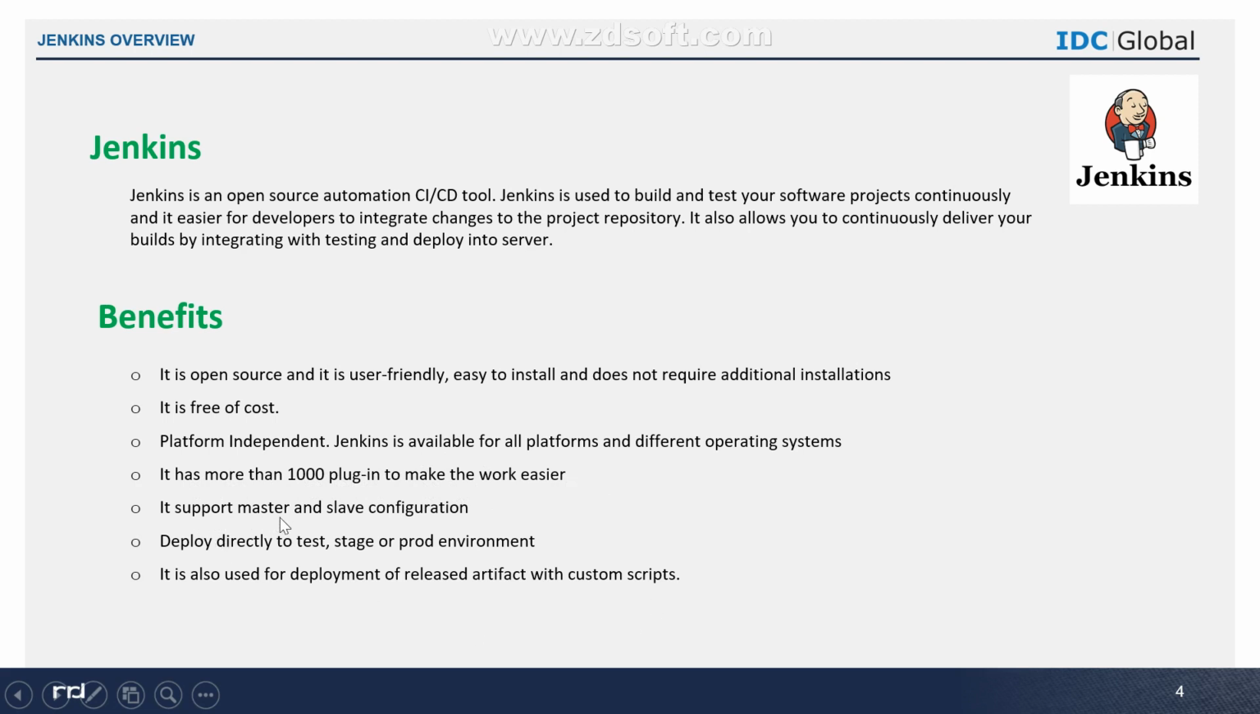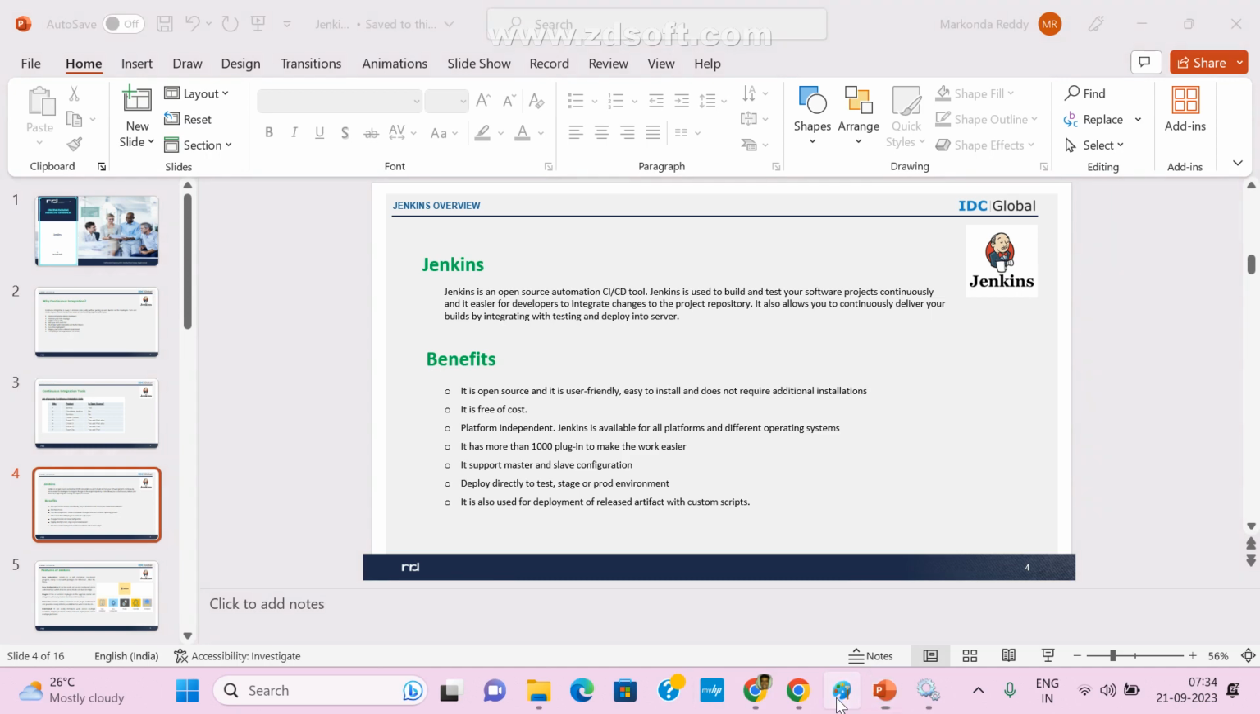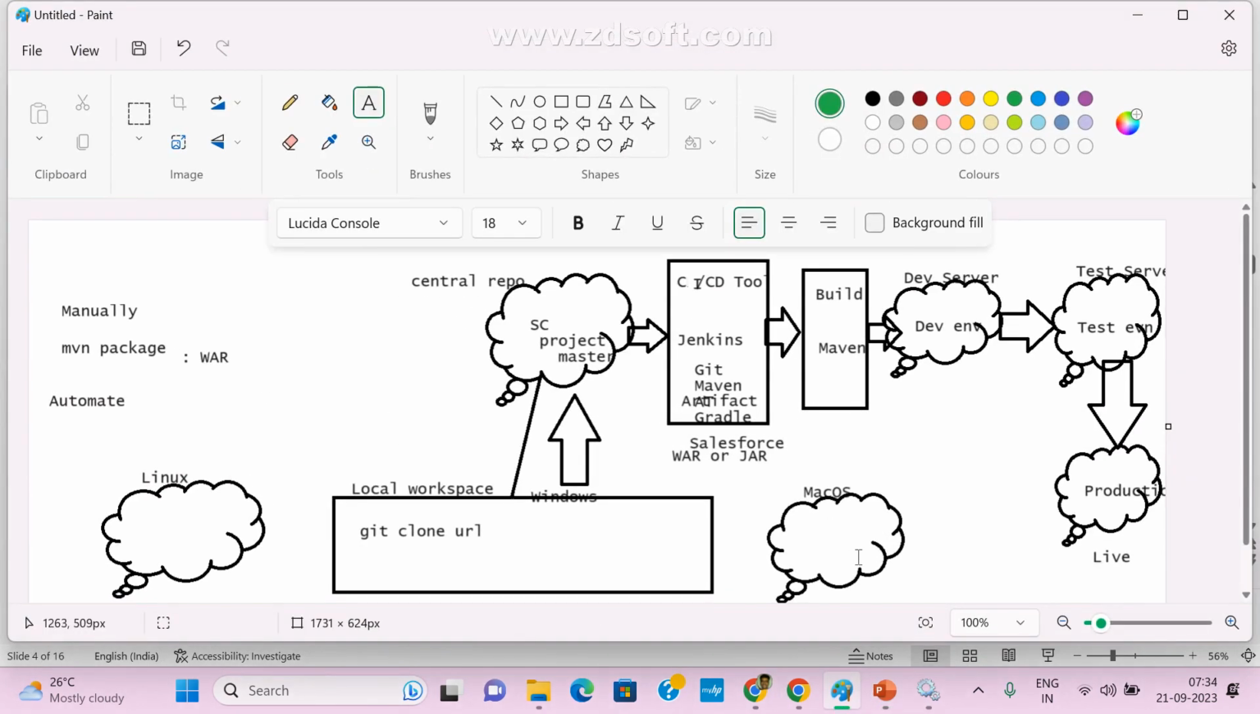Jenkins supports master and slave configuration. This is also one of the main features in Jenkins. Master and slave configuration means there is a main server, and we can add slaves. So master is the main, and slave is nothing but an assistant.